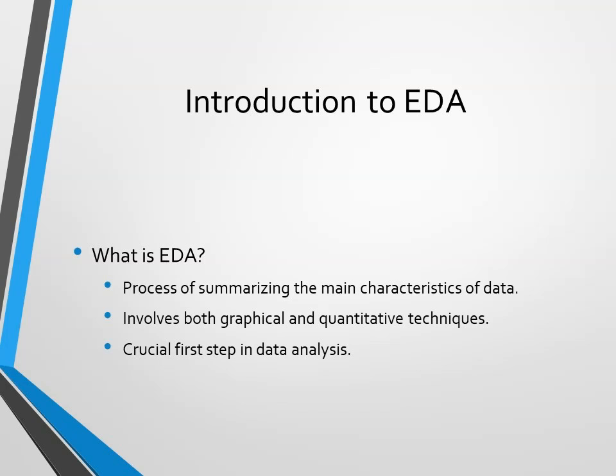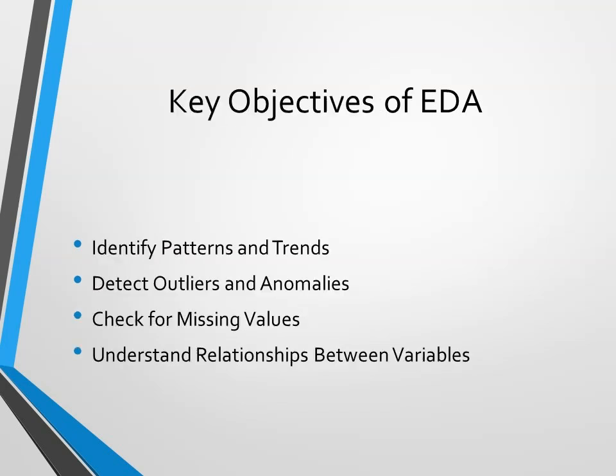EDA is a critical first step in any data analysis project as it helps you understand the structure, patterns, and relationships in your data. The primary objectives of EDA include identifying patterns and trends within your data, detecting outliers or anomalies, checking for missing values, and understanding relationships between variables. Achieving these goals allows you to make informed decisions in the later stages of analysis.